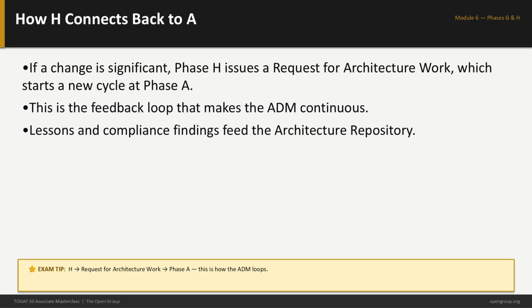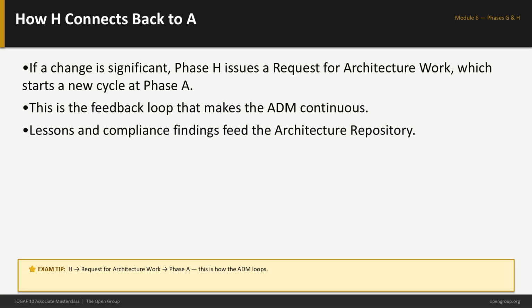Let's make the feedback loop explicit, because it's what makes the ADM a genuine cycle rather than a one-way street. When a change in Phase H is significant enough, Phase H issues a request for architecture work, and that document starts a brand new cycle at Phase A. That's the loop that closes the circle and keeps the whole method continuous and alive.